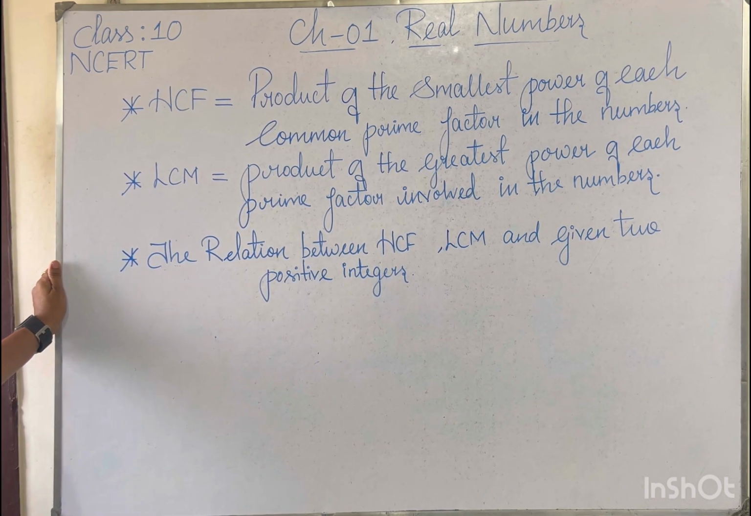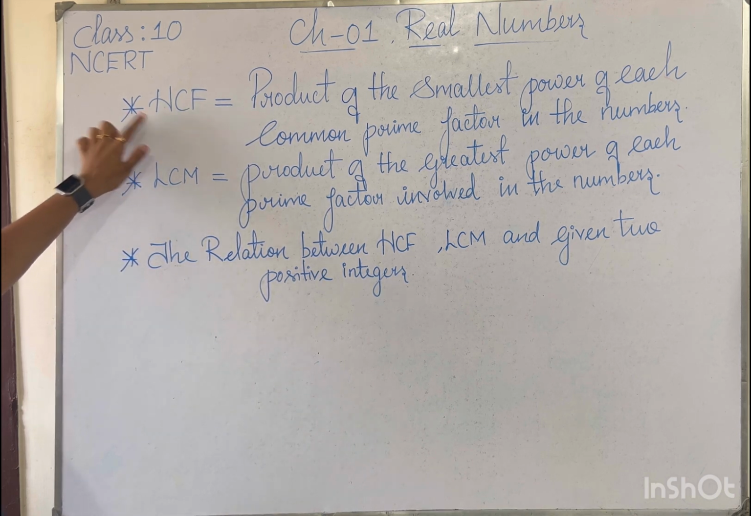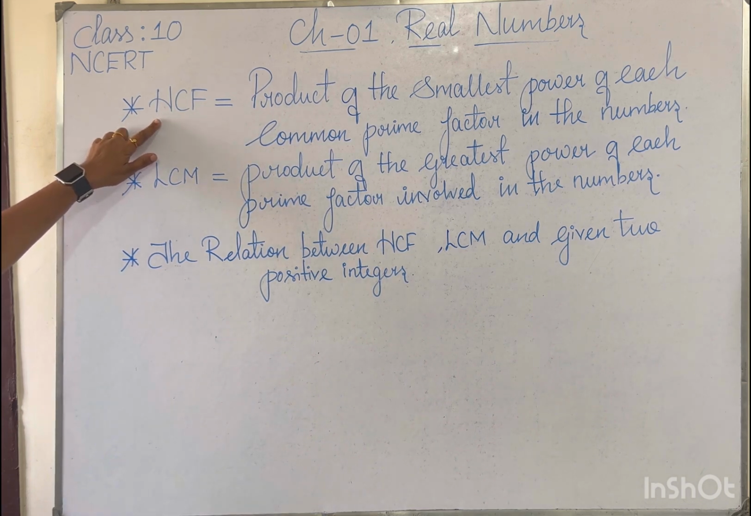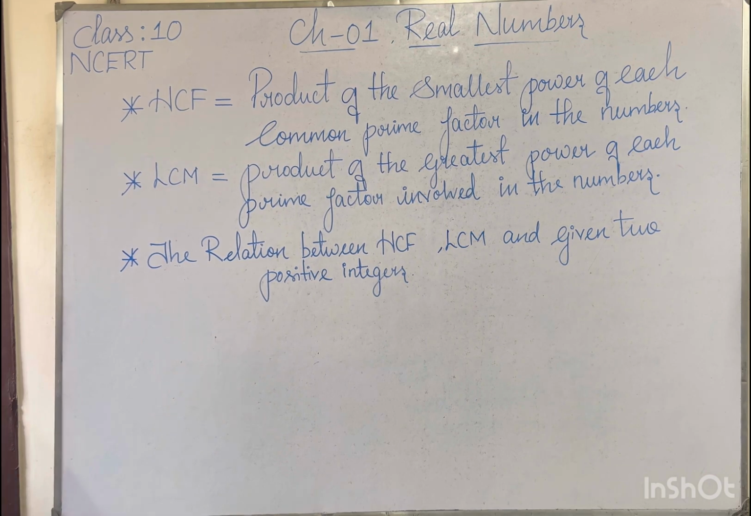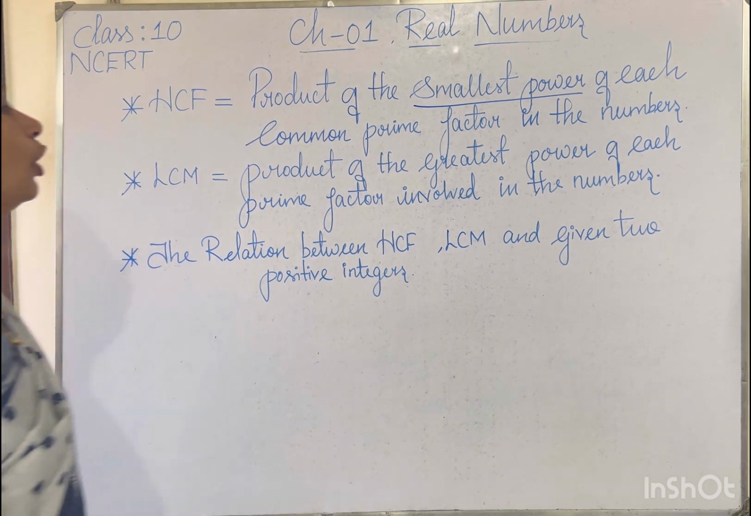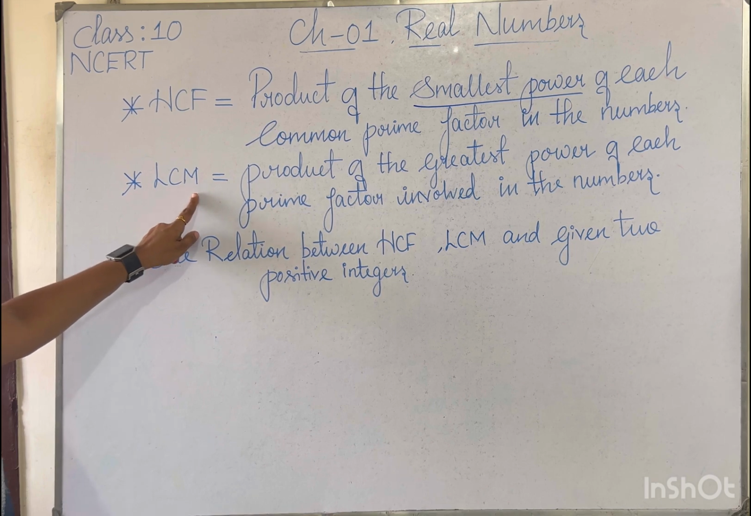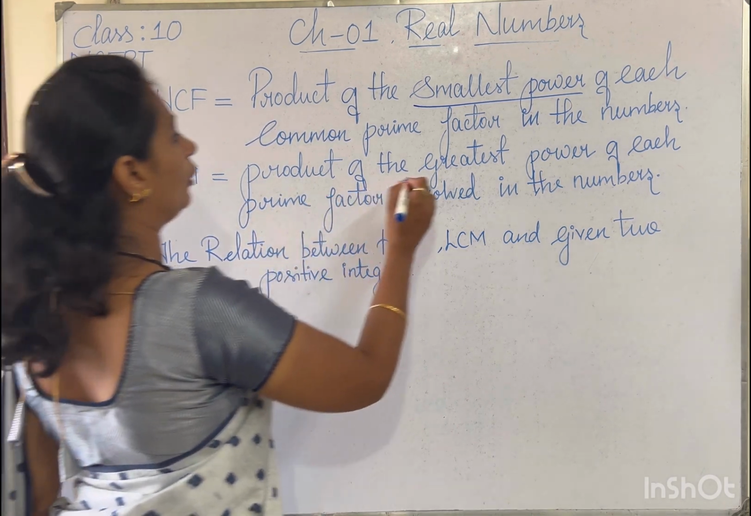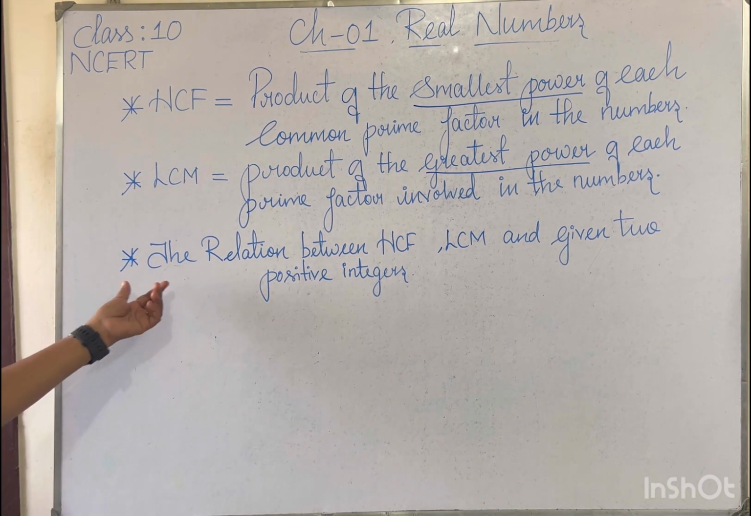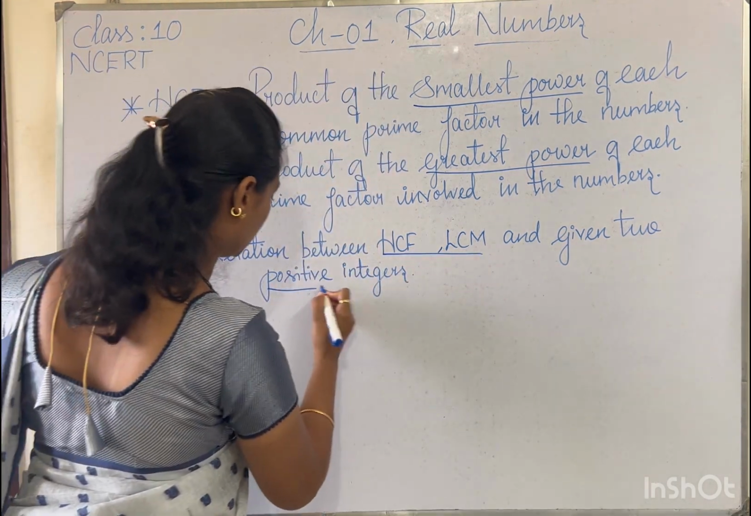Using the fundamental theorem of arithmetic, we are going to find HCF and LCM for the given numbers. HCF, highest common factor, is also called greatest common divisor. To find HCF, we need to find the product of the smallest power of each common prime factor in the numbers. To find LCM, least common multiple, we need to find the product of the greatest power of each prime factor involved in the numbers.